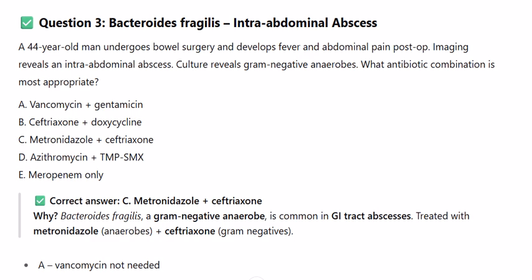Culture reveals gram-negative anaerobes. What antibiotic combination is most appropriate? A. Vancomycin plus gentamicin. B. Ceftriaxone plus doxycycline. C. Metronidazole plus ceftriaxone. D. Azithromycin plus TMP-SMX. E. Meropenem only. Correct answer, C. Metronidazole plus ceftriaxone.